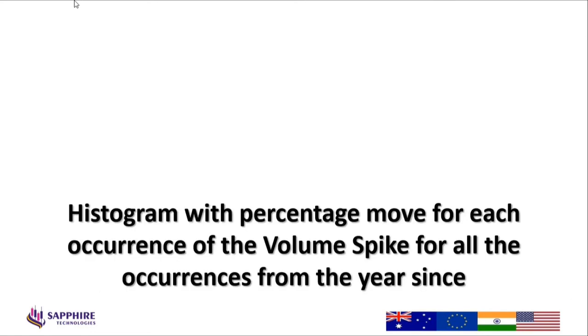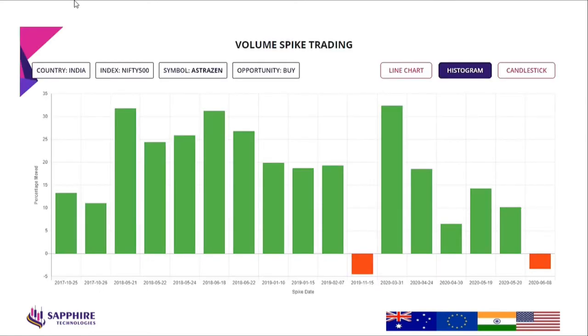So this is the line chart, and then we've got the histogram, which essentially summarizes, of as many spikes that happened, how many times there was a winner and how many times there was a loser. In this particular example, there were only 2 losers, and every other volume spike ended up being a winner.